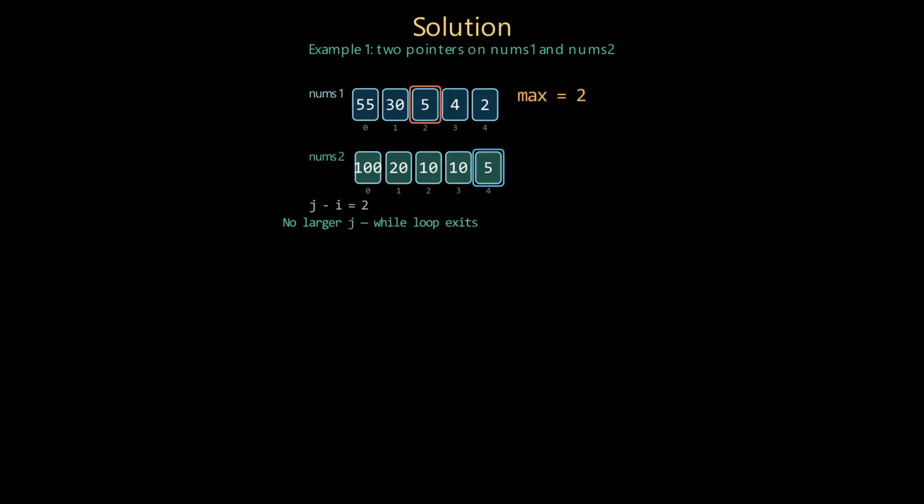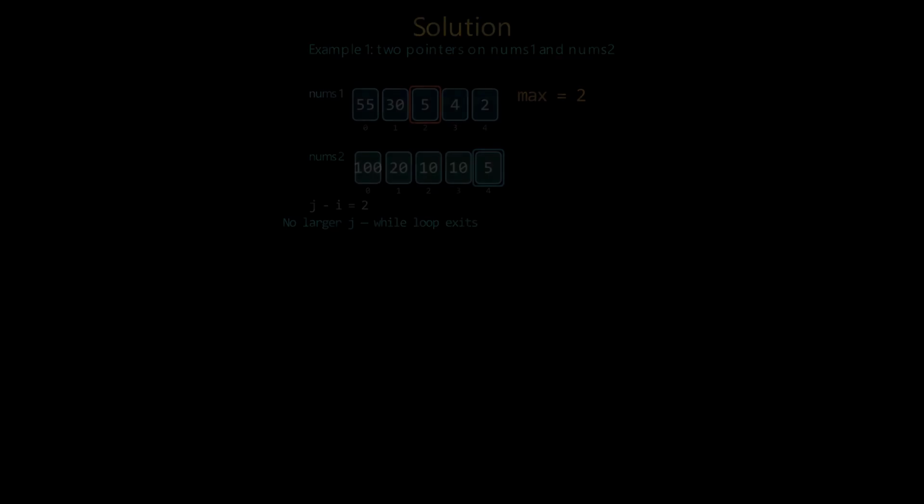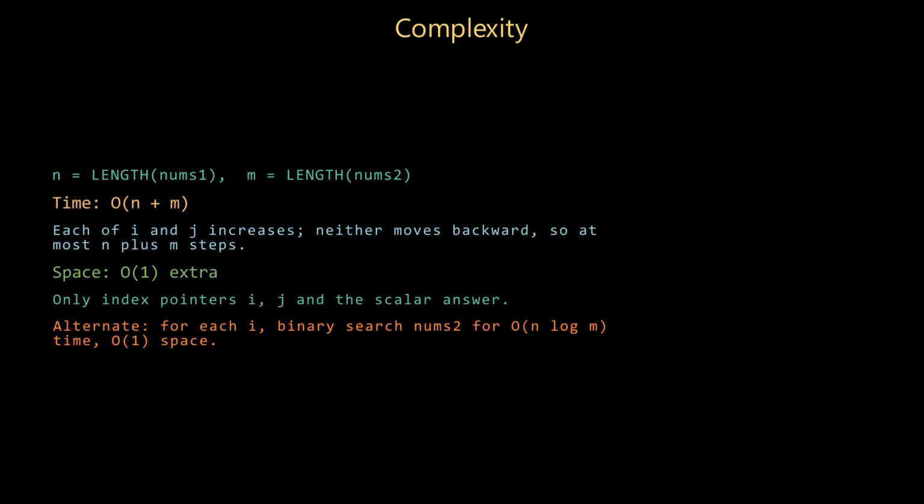Once j steps past the last index in nums2, the while loop ends. There is no larger j to try, so we stop here with the best distance we already recorded. The pointers only moved forward. The maximum distance we found was 2, in linear time with constant extra space.